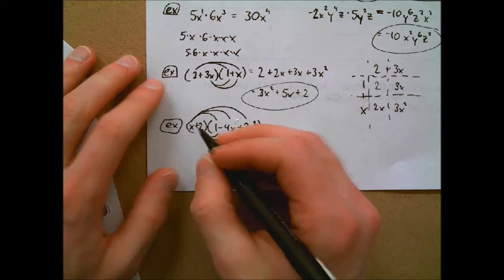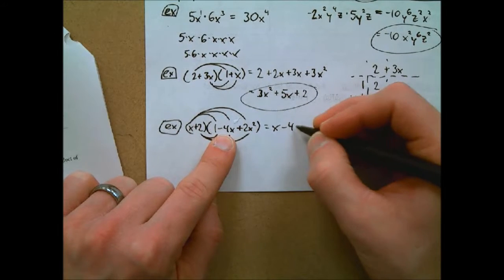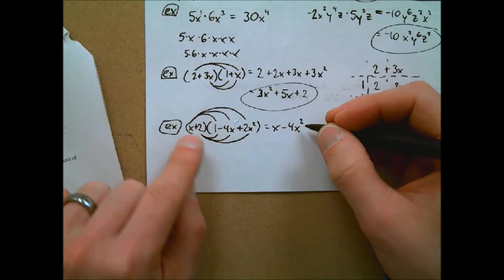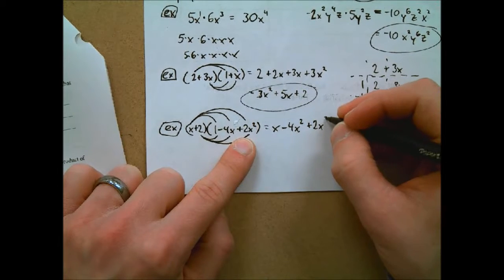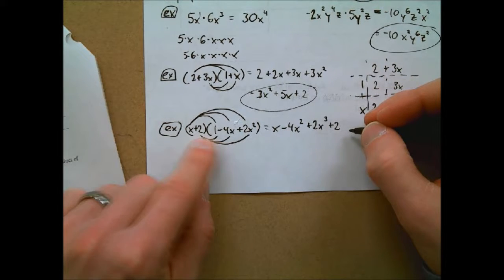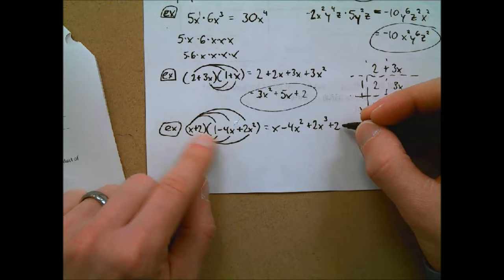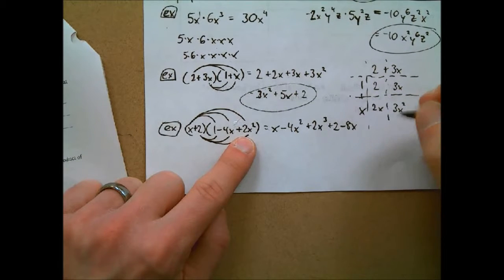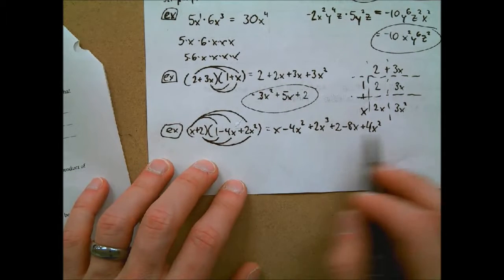So x times 1, x times minus 4x, minus 4x squared, x times 2x squared, it'll be 2x to the third, and then 2 times 1, 2. 2 times minus 4x, minus 8x, and then 2 times 2x squared, 4x squared, okay? And then we look for our highest degree term, it's the 3, and so we'll put that in front.